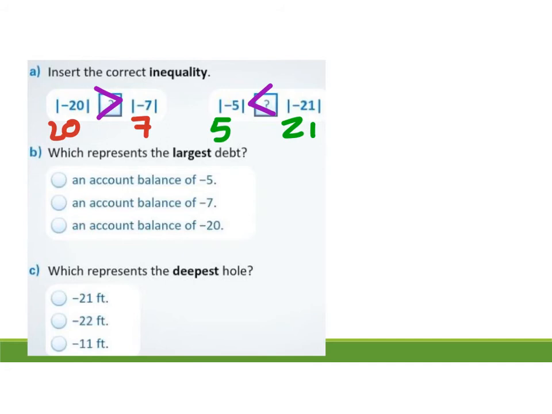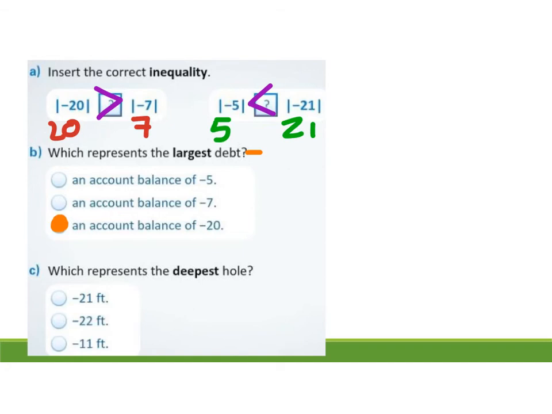Next up, part B, which represents the largest debt. So, I'll read all 3 of these. An account balance of negative 5, an account balance of negative 7, and an account balance of negative 20. So, negatives are debt, so debts are negatives, generally speaking. So the biggest one that I can see is this one, the most amount of debt.